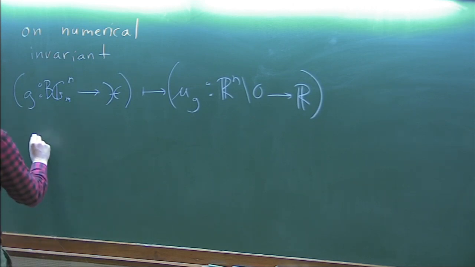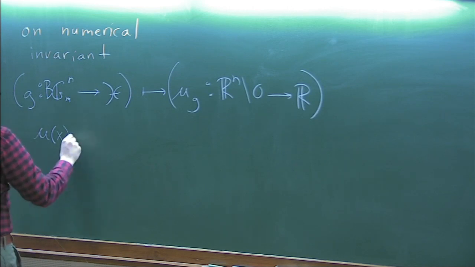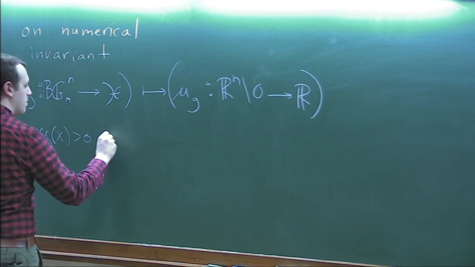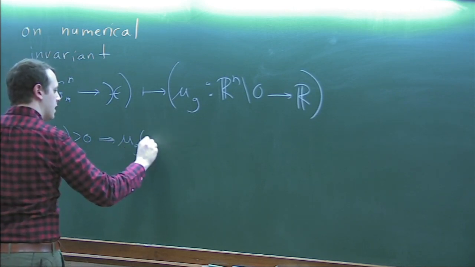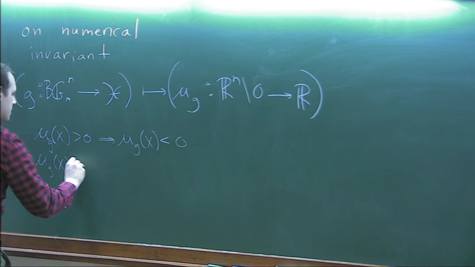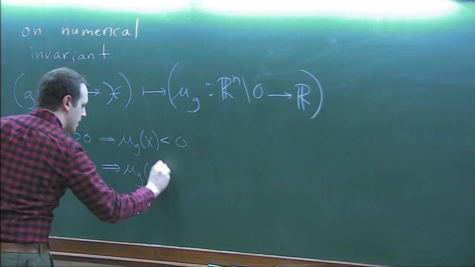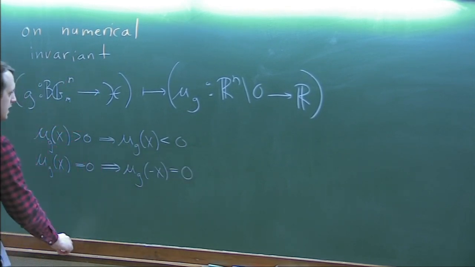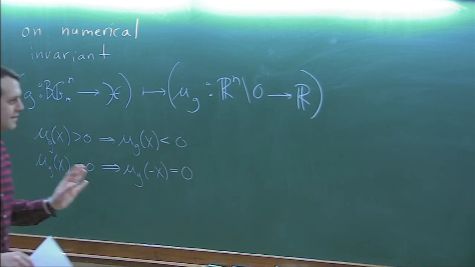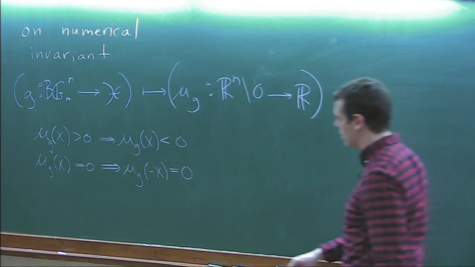And I do need the following sort of hypothesis for the result: if you look at this function, if mu_g of x is greater than zero, that implies that mu_g of minus x is less than zero. If mu_g of x is equal to zero, that implies that mu_g of minus x is equal to zero. So I do need this hypothesis on the function, and for posterity, because it's being recorded, I wanted to make sure I got all the hypotheses there, but it's not conceptually that important.